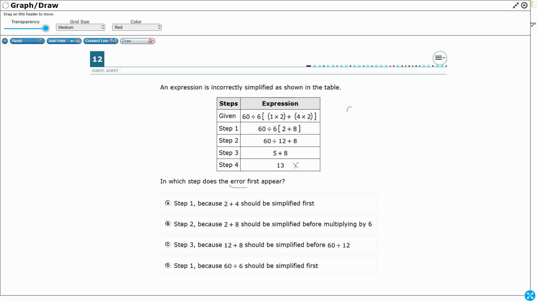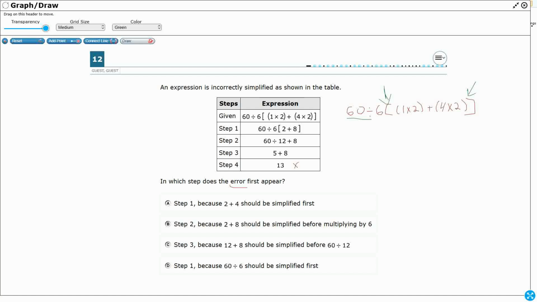Let's take our 60 divided by 6. All right, we've got a bracket, parentheses 1 times 2 plus 4 times 2. So what we need to do first is we always look inside any brackets. The bracket says go here first. And within the brackets, we've also got parentheses. So within the brackets, we have the parentheses to deal with first. So we're going to deal with the 60 divided by 6 at the very end.